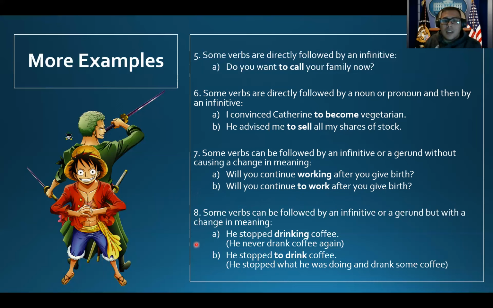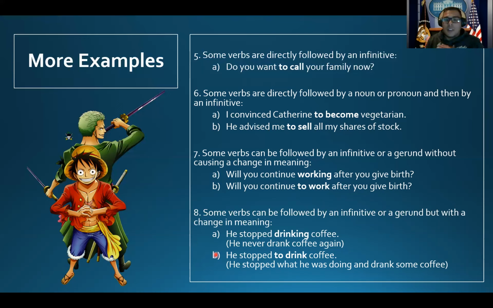The first one says, he stopped drinking coffee. I think this and the second one are completely opposite, because let's read the other one. He stopped to drink coffee. All right, so these are 2 completely different things. In the first one, he's not drinking coffee at all. He quit the stuff. He was addicted. He said, no, I'm gonna cut this out of my life. So he stopped drinking coffee.